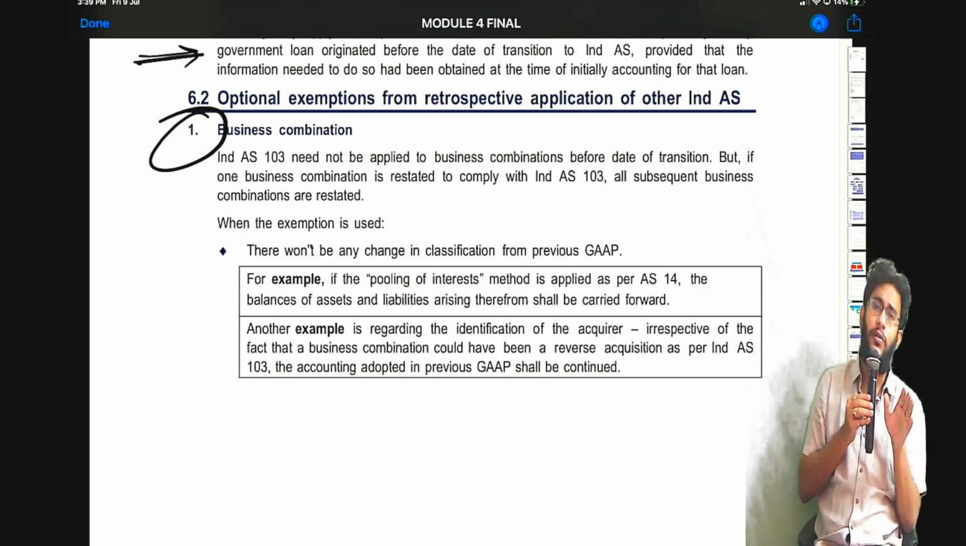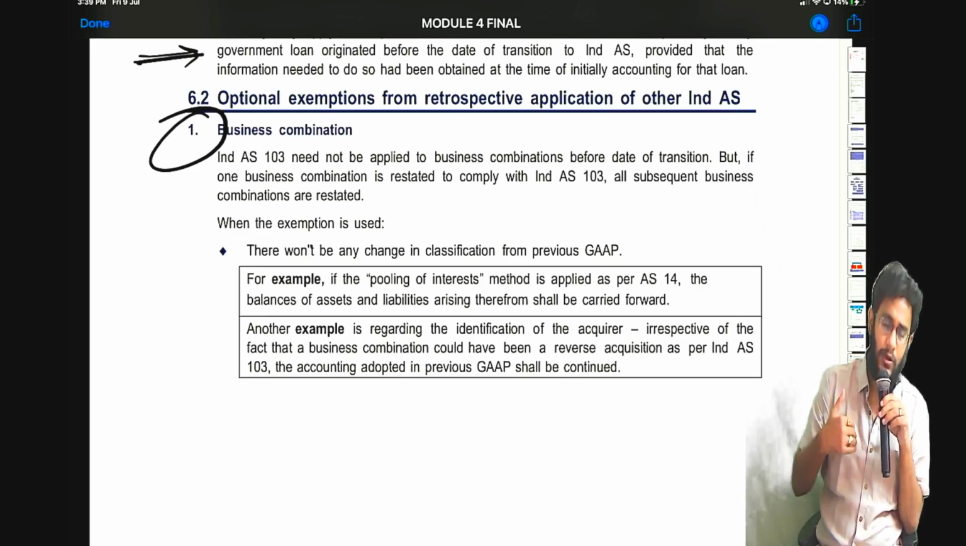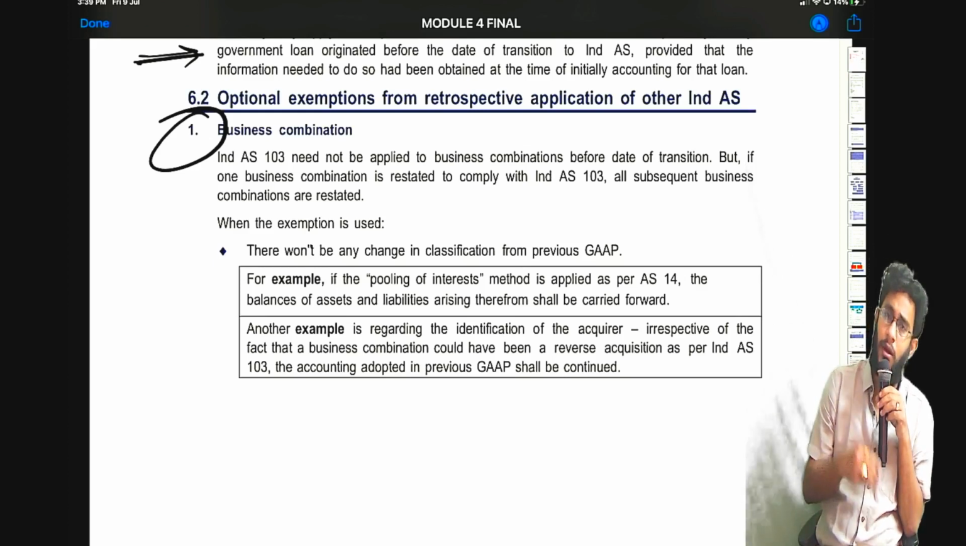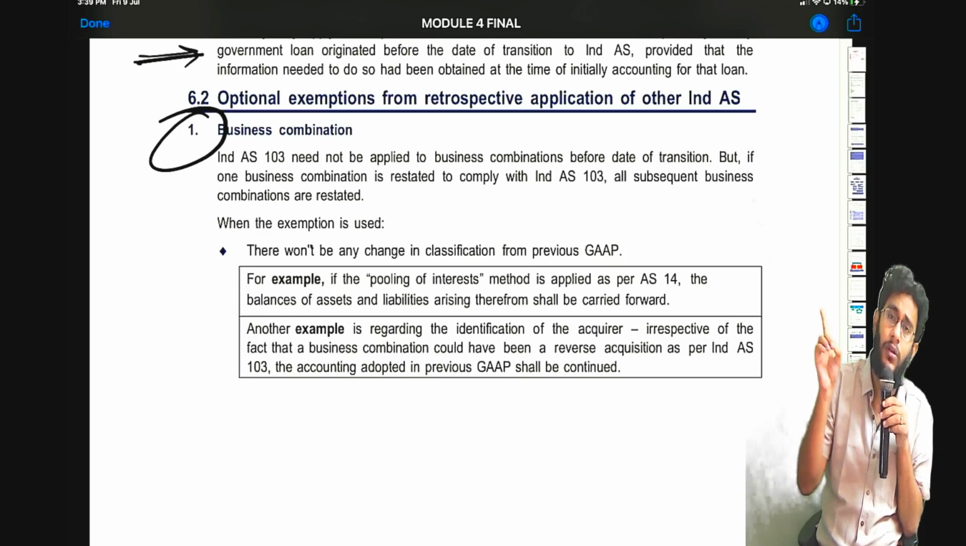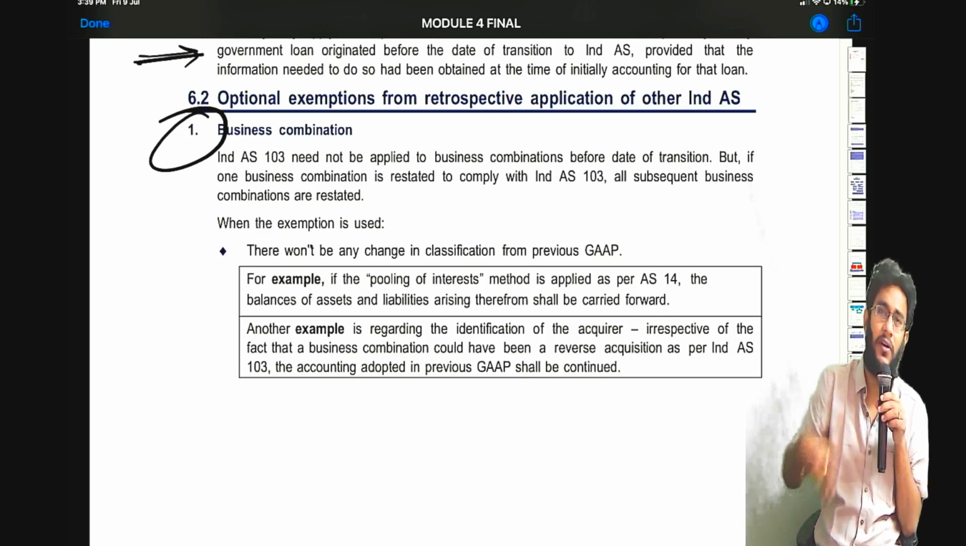Ind AS 103 retrospective application means what, you know? This entity, which is now migrating into Ind AS, has to sit on the date of transition, think about all its past business combinations and how it has accounted for them. Had this entity accounted for all those acquisitions in accordance with Ind AS 103, what would be the position in the balance sheet today? That you have to reconstruct. You just imagine how difficult a task it is.